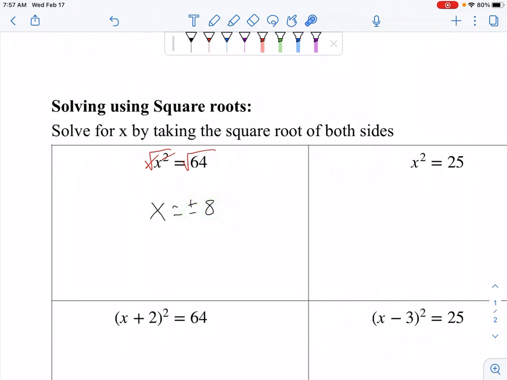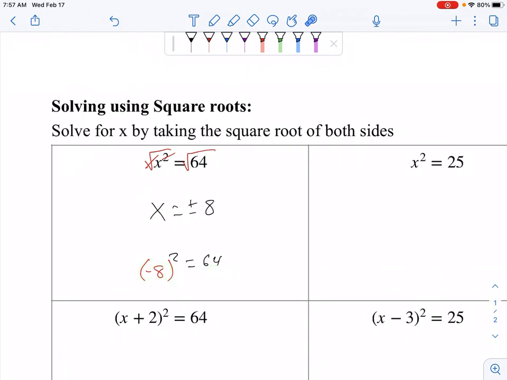And if we plug that back in, so we had x squared equals 64. If I plug in 8 for x, 8 times 8 does equal 64. If I plug in a negative 8, negative 8 times negative 8 still makes positive 64.